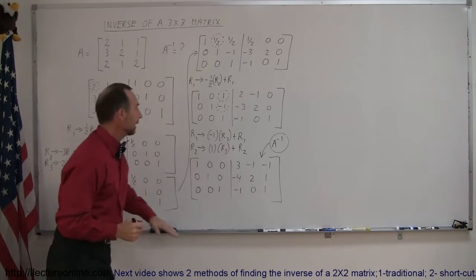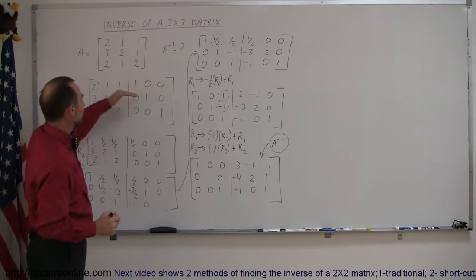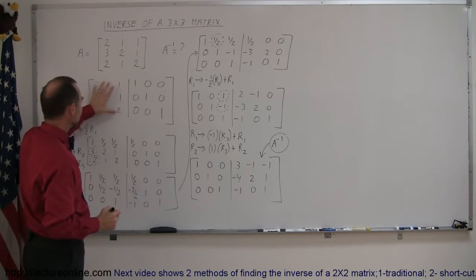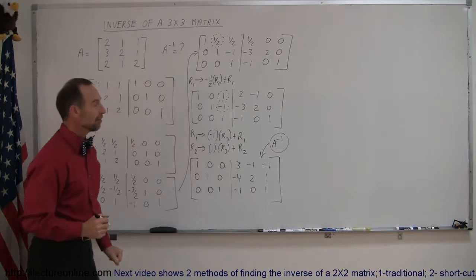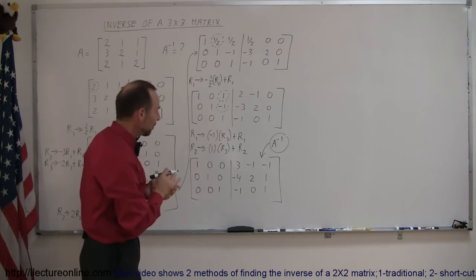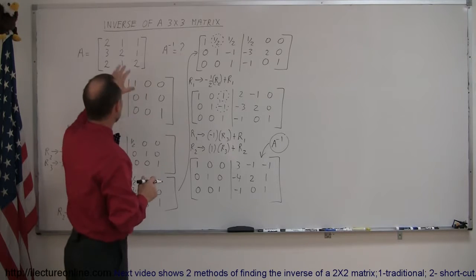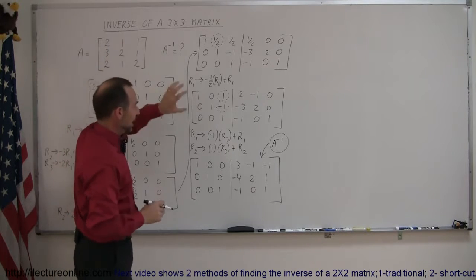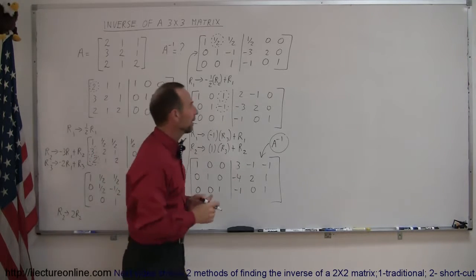To find the inverse of A, you take the matrix, join it up with an identity matrix, go through the process to make this matrix look like this matrix, and what you end up with on the right side is the inverse of the matrix A. So, just to make sure that we did everything correctly, there's a way to check that out. This is our original matrix A, and this is our inverse matrix A to the minus 1, or A inverse.